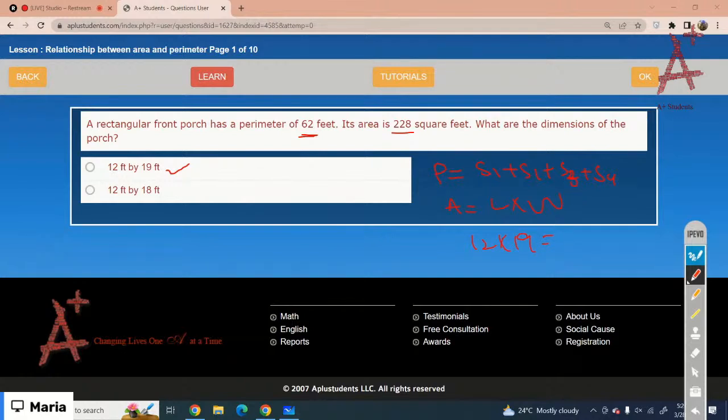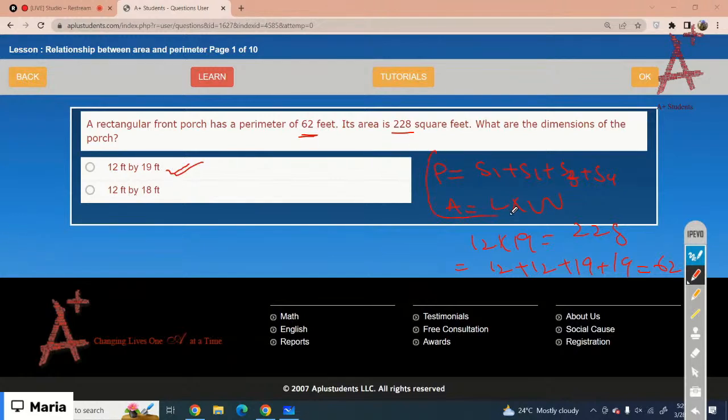12 times 19 is 228. Got it? And when you add all the side lengths, let's see if it is 62. 12 plus 12 plus 19 plus 19. Let me just add. So when you add them, 12 plus 12 plus 19 plus 19, that would be 62. Got it? That means the correct option is option number 1. When you add them, it makes 62, and when you multiply them, it makes 228. So option number 1 is the correct option.